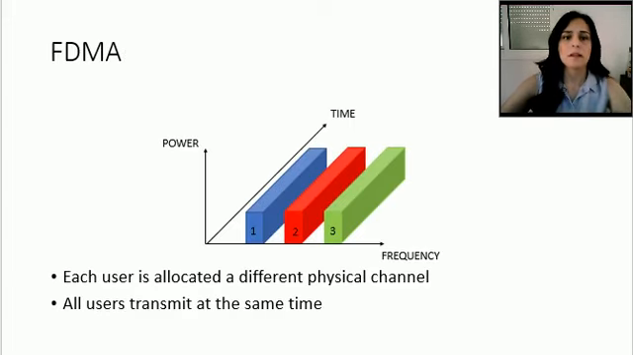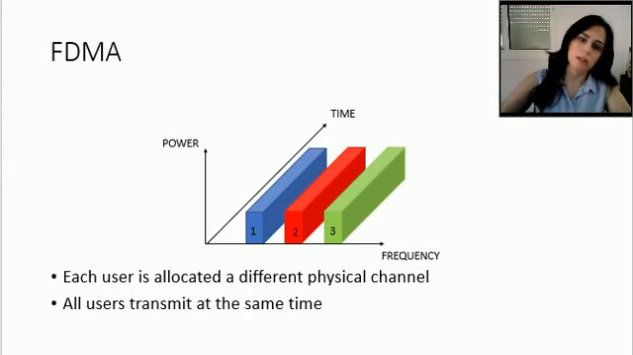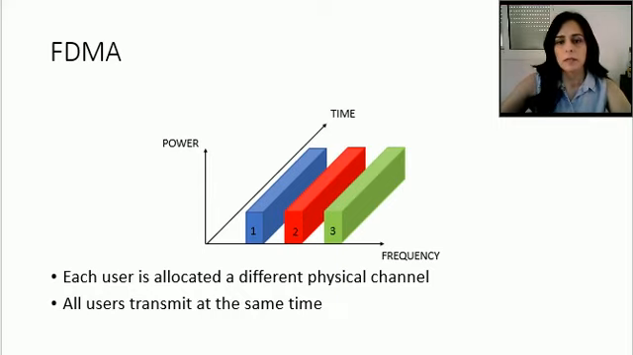Let's start with frequency division multiple access. FDMA is common in the first generation of mobile communication systems. So for analog systems, the available spectrum is divided into physical channels of equal bandwidth, or subbands. One physical channel is allocated per subscriber.